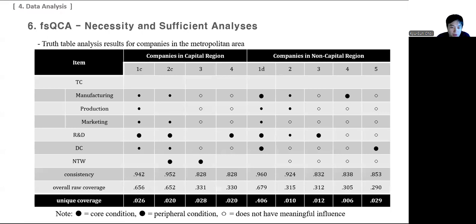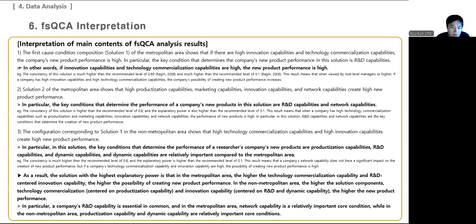In both capital and non-capital regions, manufacturing, production, marketing, and R&D are crucial, if you see this truth table. But a somewhat small difference is made. So this is the detailed interpretation of the fsQCA result.